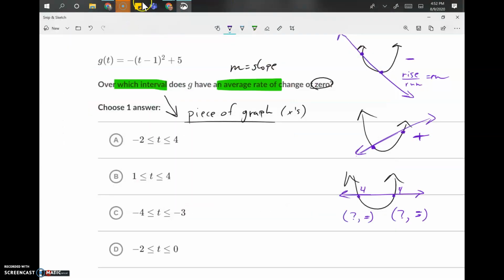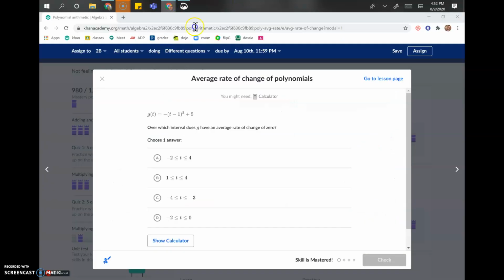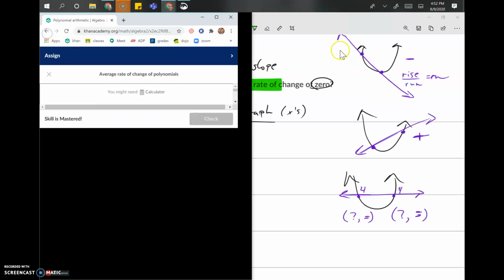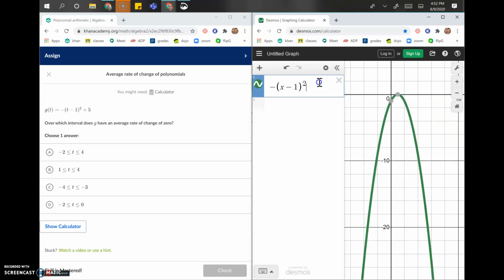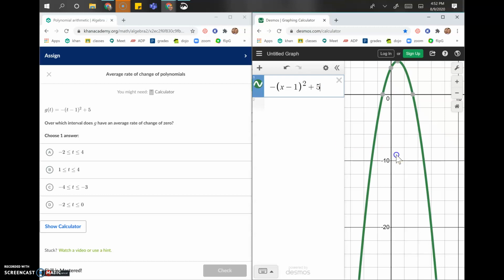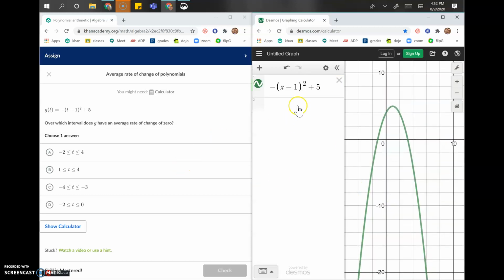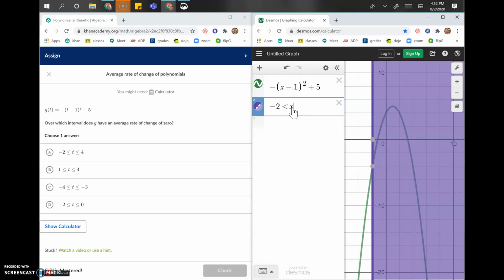I'm going to pop open my trusted friend, whoopsies, that's the YouTube channel. Good, and put it right here. And then I'm going to type in this function. Negative, I'm going to use x instead of t. And I don't need to write the function notation for this, it's going to graph it the same. So here's our function. I'm looking for this first interval, so I'm going to type in the interval so we can see it shade for us which part of the graph we're talking about.